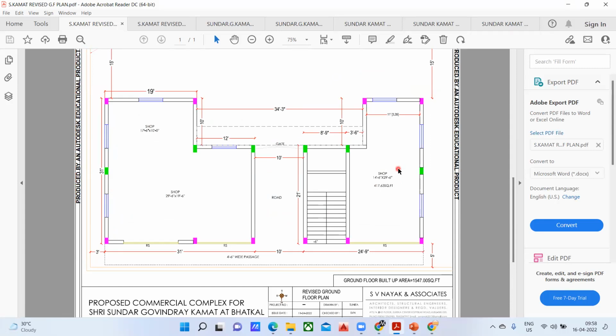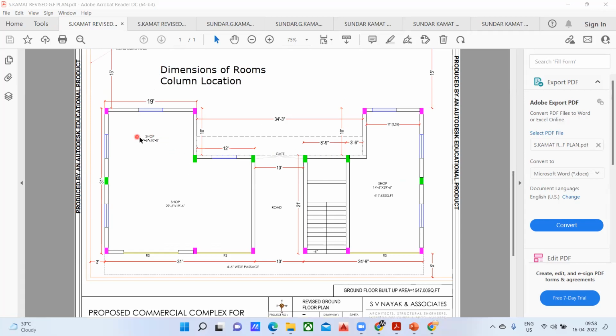Whenever we prepare the plan, we need to give the dimensions of the rooms. I'll write it here quickly. Dimensions of rooms. And the second thing is the column location. These are the two important things that we are supposed to keep in mind when we do the plan.